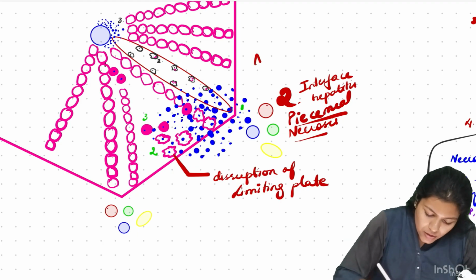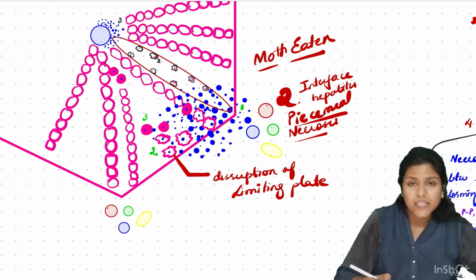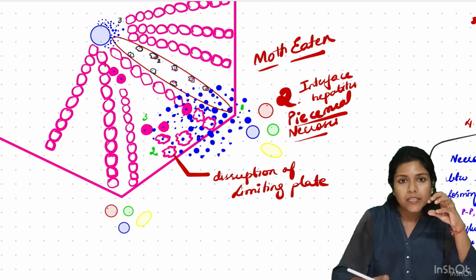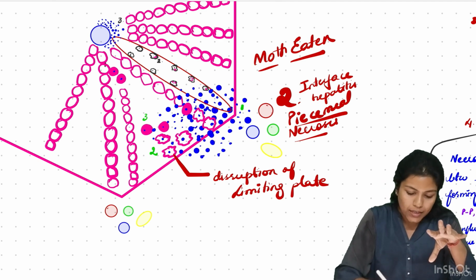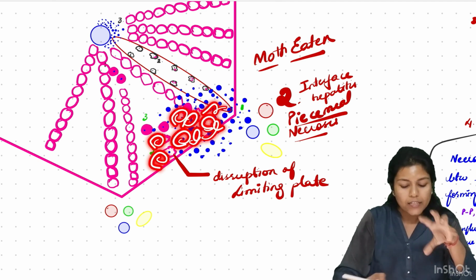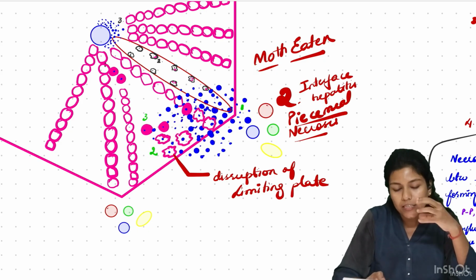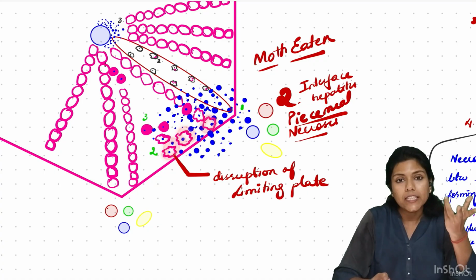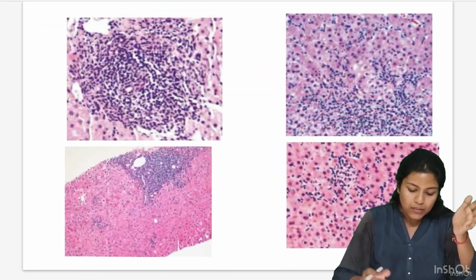Moth-eaten appearance means the disintegrated and necrosed hepatocytes will leave behind an empty space. Empty spaces will be left behind in the peripheral zone, giving an appearance as if some rats have bitten it. These empty spaces appear as a moth-eaten appearance because of this interface hepatitis.